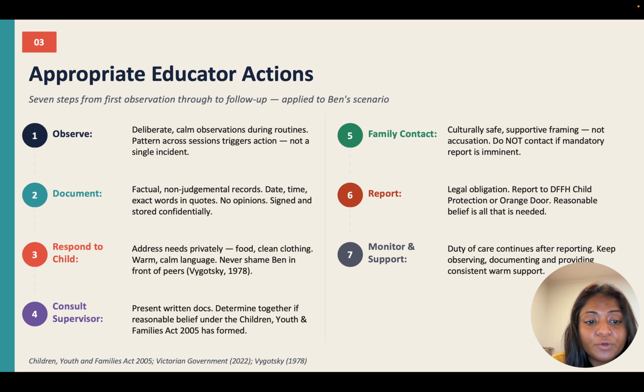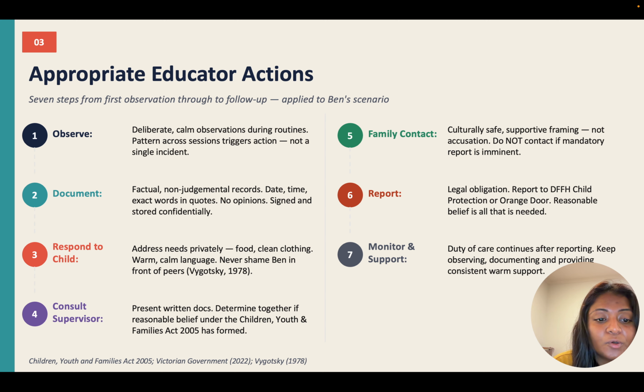The third step would be to respond to the child with warmth and dignity and address the needs privately about food, clean clothing, with a warm and a calm language. And do not ever compare the child to his peers and never shame Ben in front of his peers as well. So according to Vygotsky, how the educator can respond to the child is through scaffolding and taking calm and patient steps one after the other can actually be helpful in his zone of proximal development.